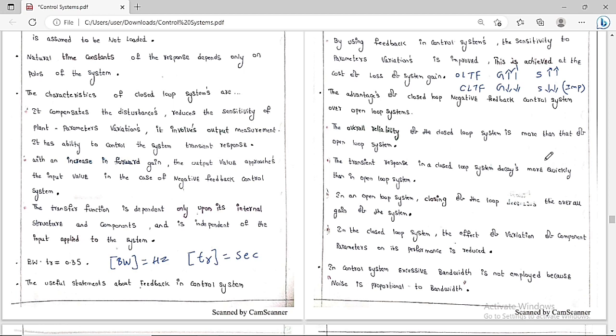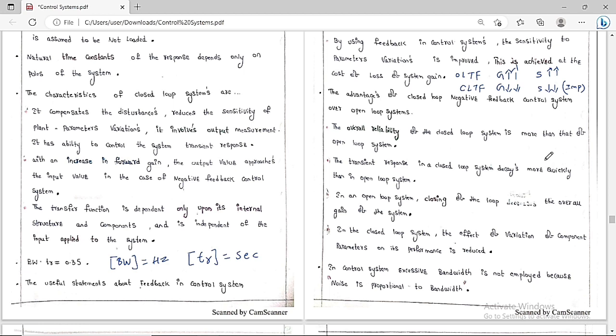So basically we are going to compare the negative feedback system over the open loop system. The overall reliability of the closed loop system is more when compared to the open loop systems. And the transient response in a closed loop system decays more quickly when compared to the open loop system, in less time. In an open loop system, closing of the loop is going to decrease the overall gain of the system, because in the case of negative feedback, the gain is going to get decreased.